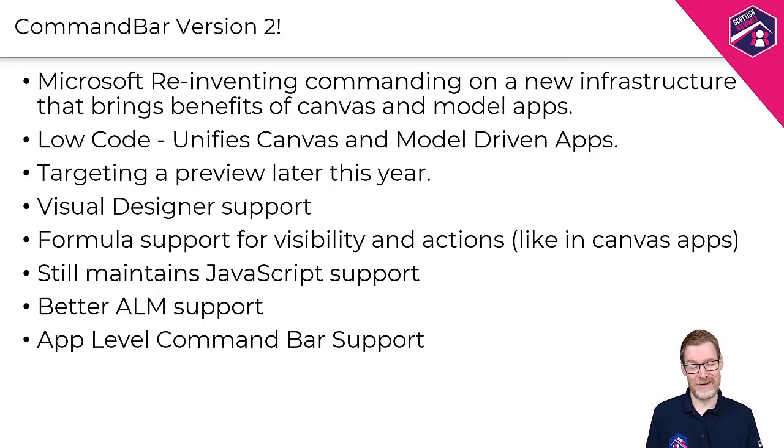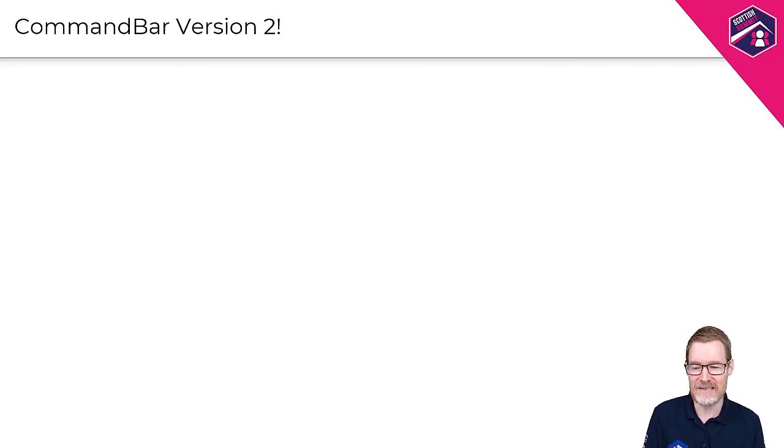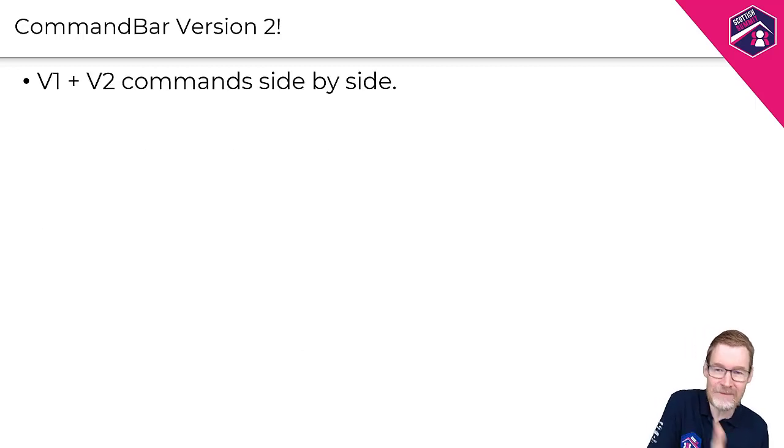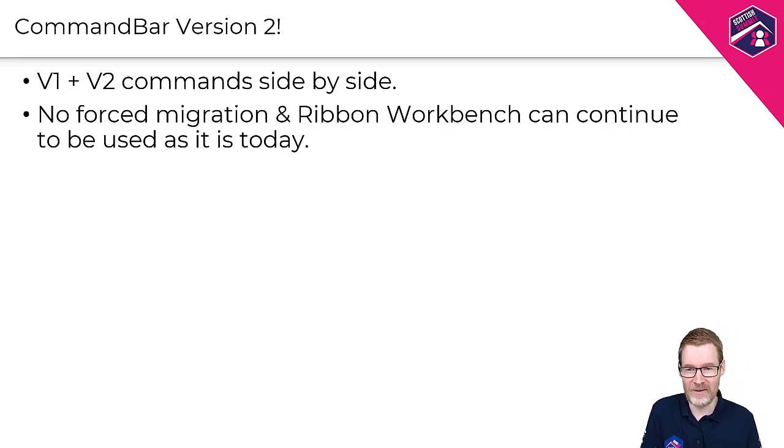Also app level command bar support. This is a common ask, and there's ways of doing this, hacks of JavaScript that you can use to check the app ID and hide and show buttons depending on the app, but it's going to be native. And so what we're going to see is this like version 1 and version 2 side by side.